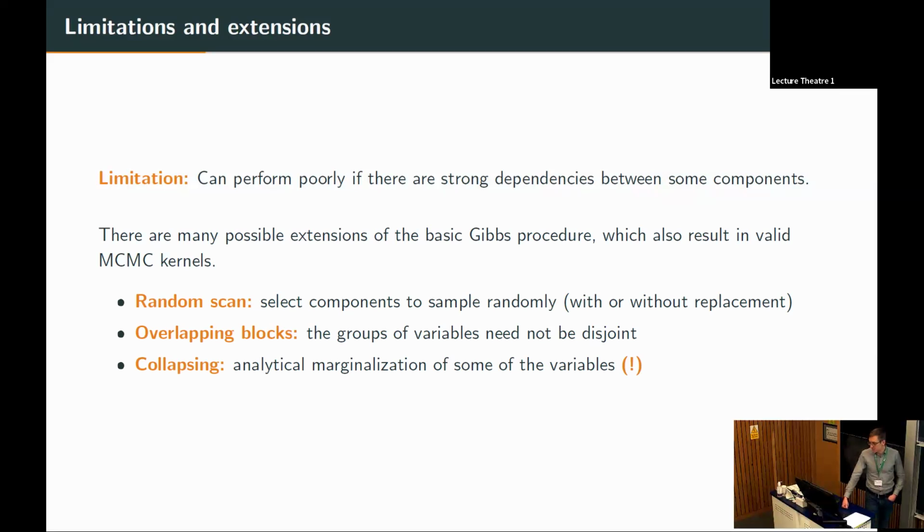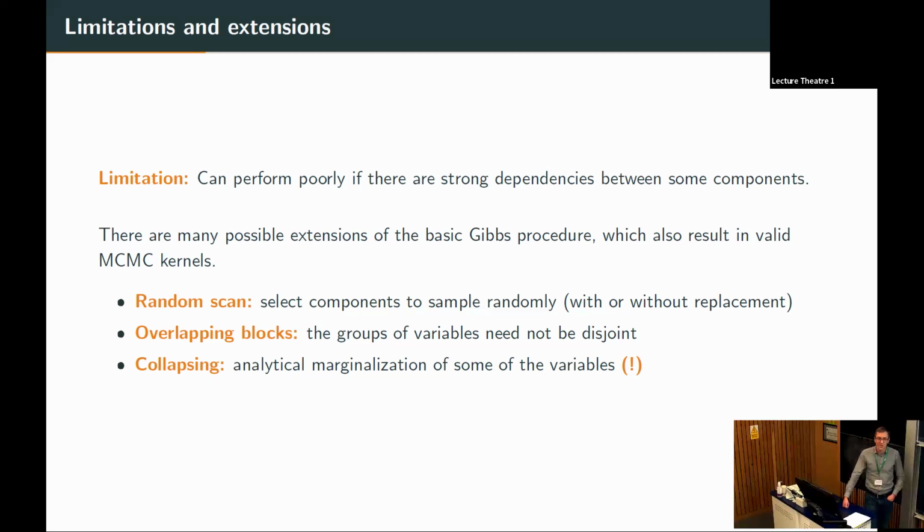So one extension is that we can do a random scan. Well, this is not really about the strong dependencies, but we can do a random scan. We don't have to loop over the coordinates in order, but you can select one coordinate at random at each iteration and update that one.